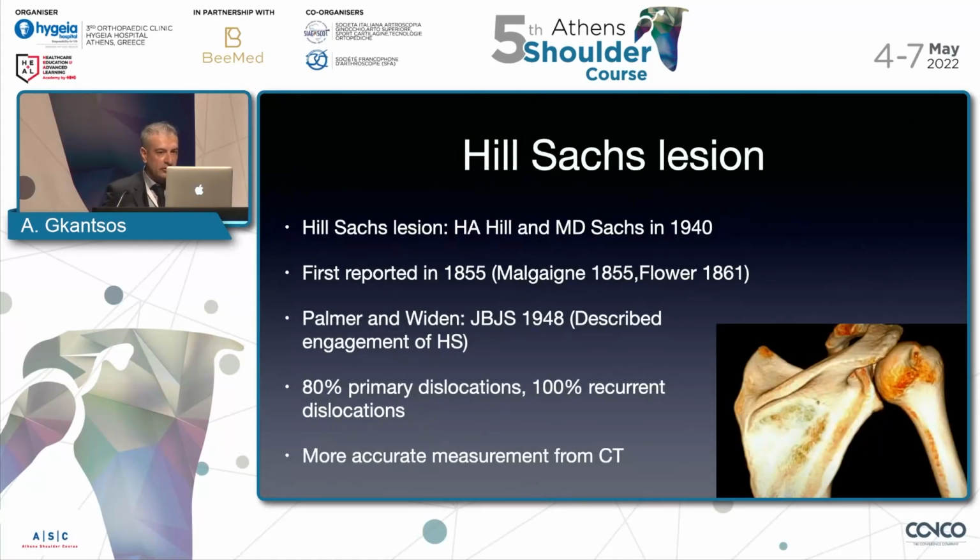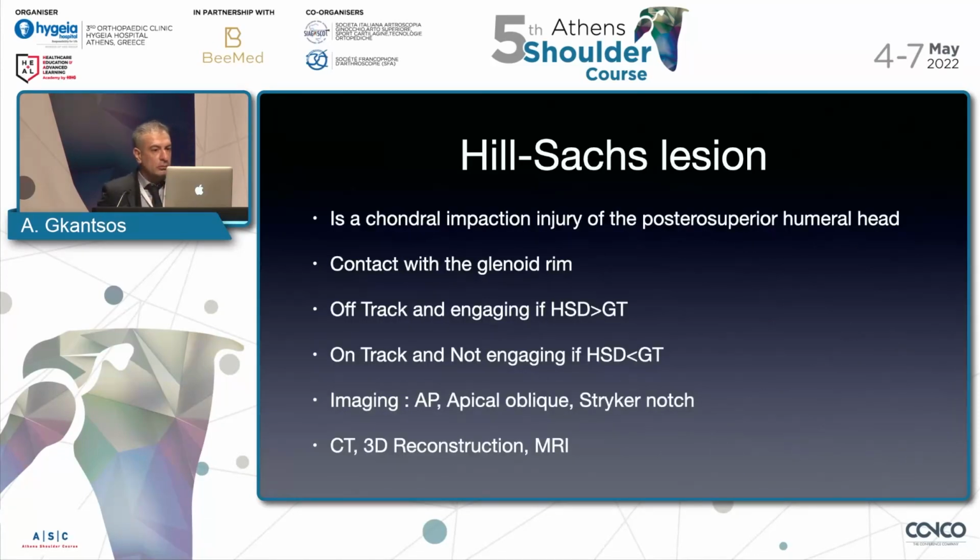A little about the Hill-Sachs lesion, which is the topic that we talk about here, discovered by two radiologists in 1940. The frequency is that it is present in about 80% of primary dislocations and probably about 100% of recurrent dislocations. It's a horizontal impaction, as we all know, of the posterior superior humeral head after the contact with the glenoid rim. The definition of off-track and engaging Hill-Sachs lesion is pretty significant and relates to the glenoid track, as we're going to see later, and the opposite is the on-track lesion.